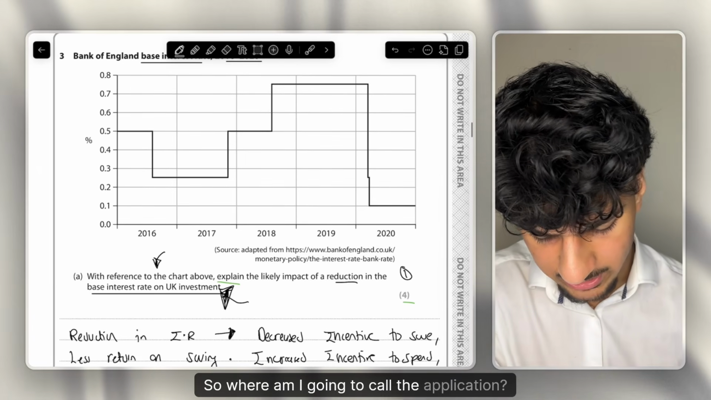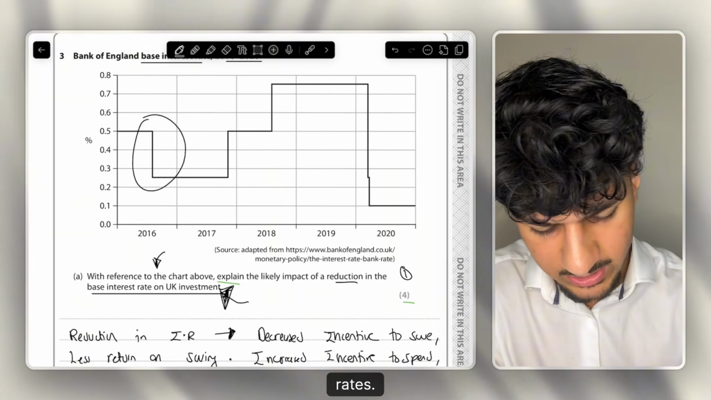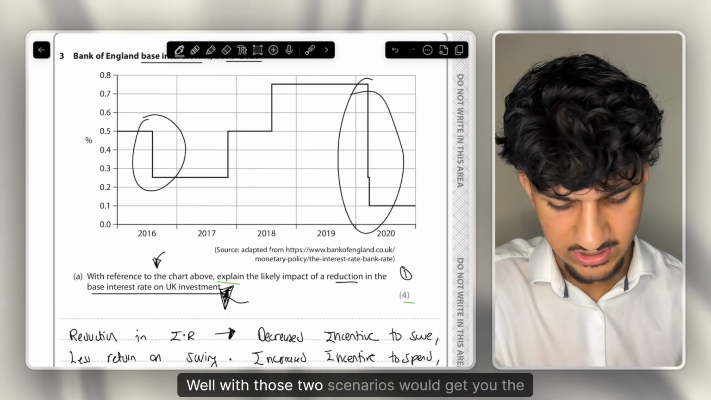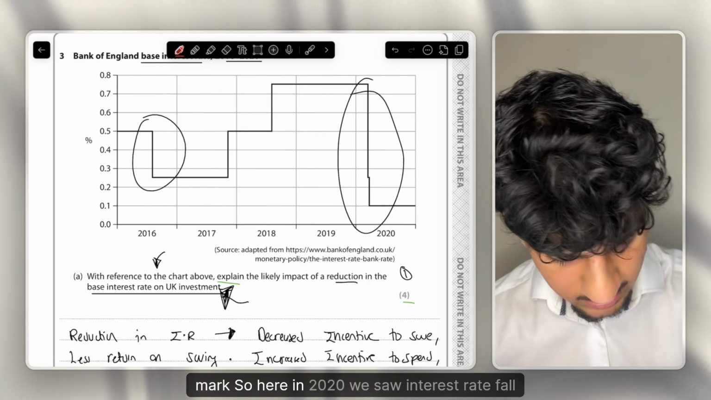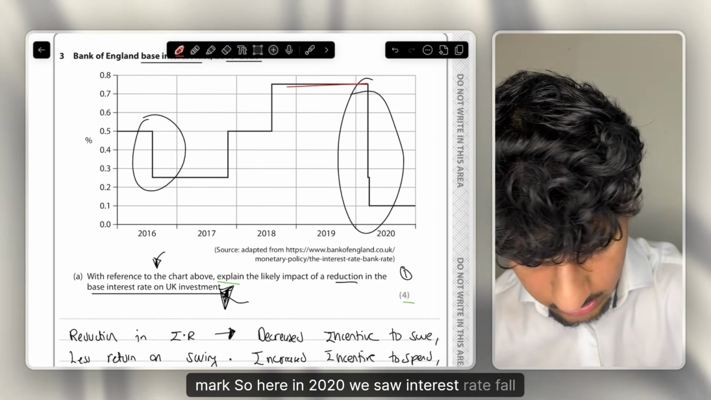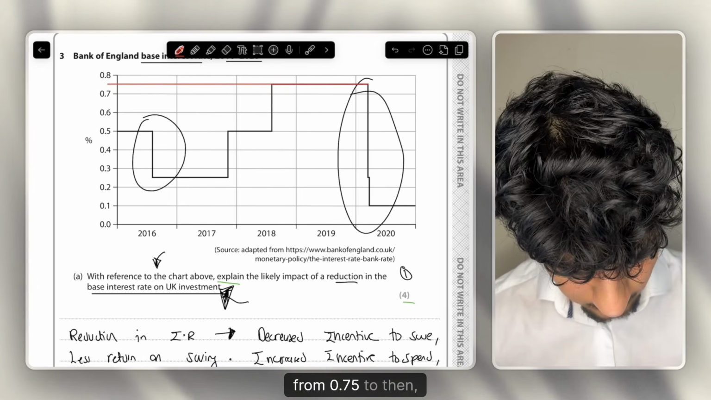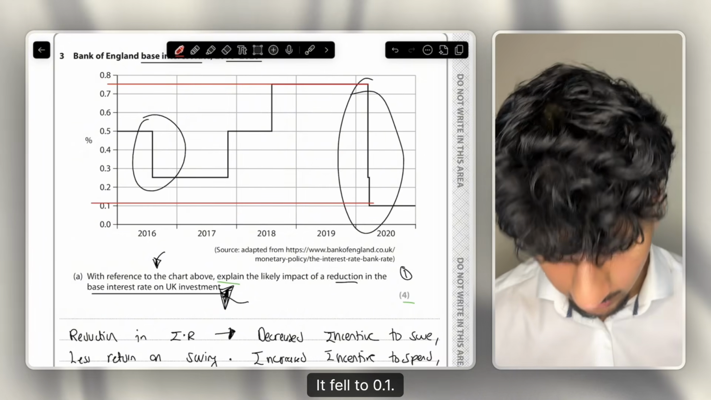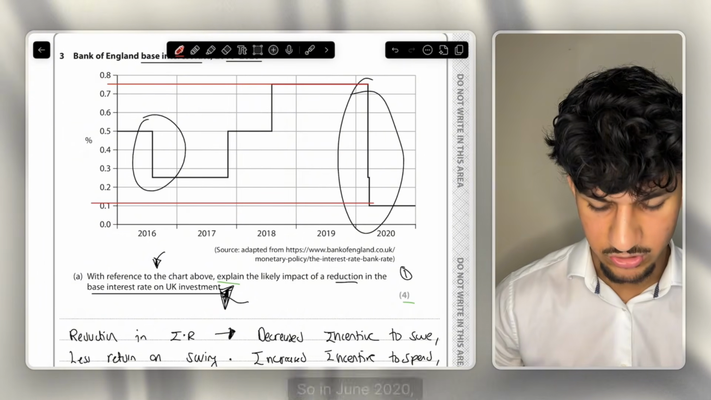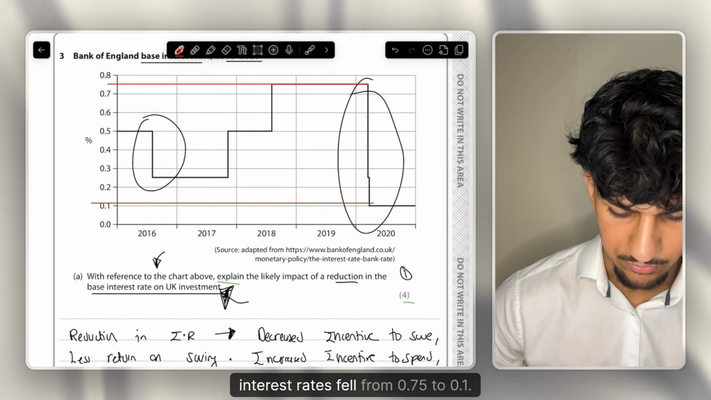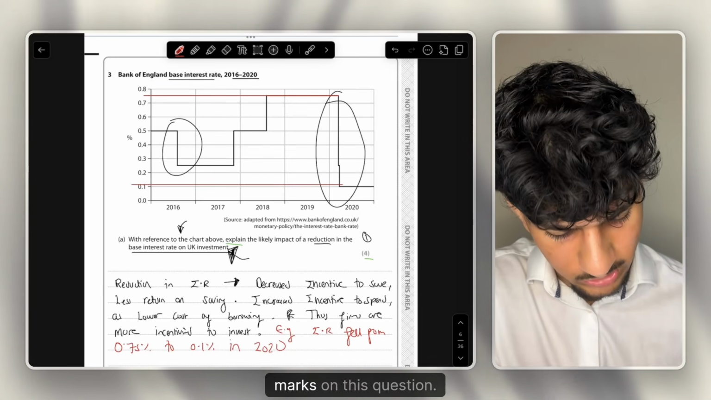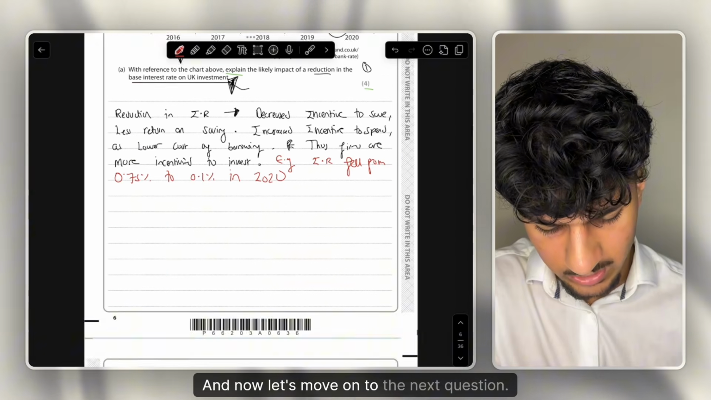So where am I going to quote the application? There's here where there's a drop in interest rates, and there's here, of course, where there's a drop in interest rates. Those 2 scenarios would get you the mark. So here in 2020, we saw interest rates fall from 0.75 to what did it fall to? It fell to 0.1. That's what you want to say: in June 2020, interest rates fell from 0.75 to 0.1. That is all you need to get 4 out of 4 marks on this question. Now let's move on to the next question.